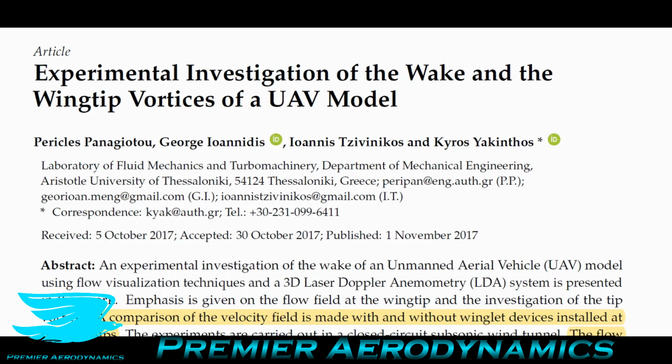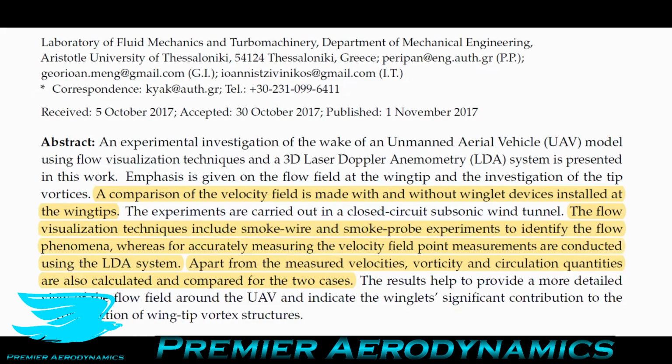So this paper is open access, so you can find it in the link in the description if you want to play along at home. Otherwise, I'll go through it here. So they just talk about their paper. They go through a UAV. They're looking at UAVs because of their particular flight paths, and they want to see if winglets will improve the performance of a UAV.